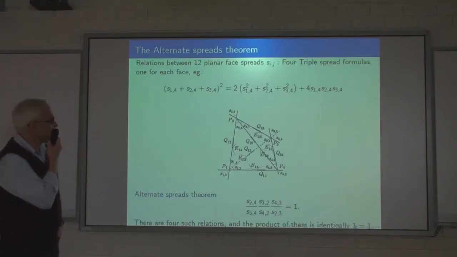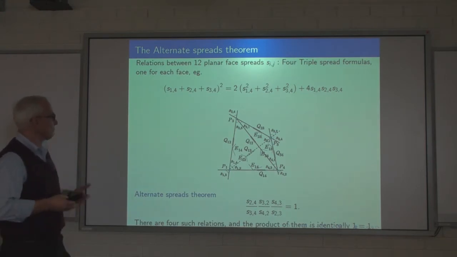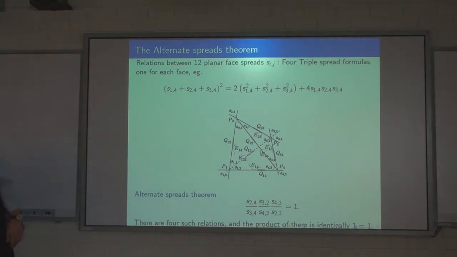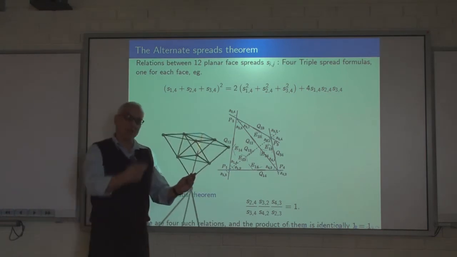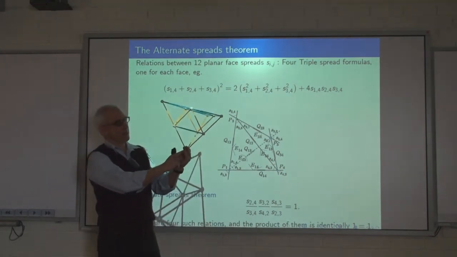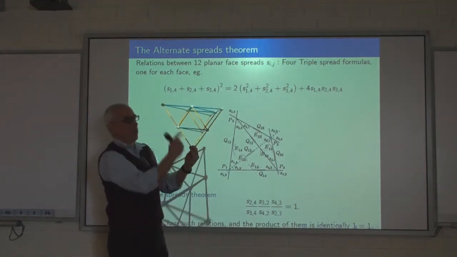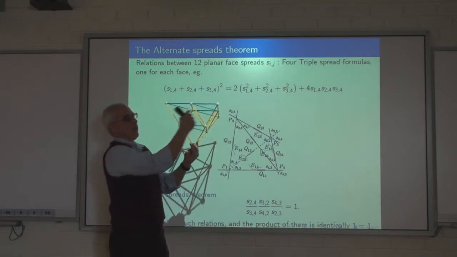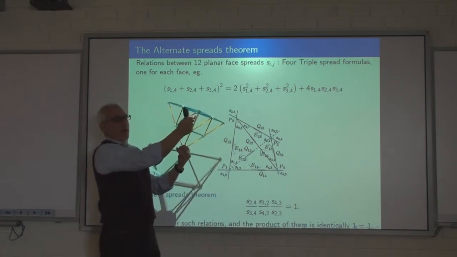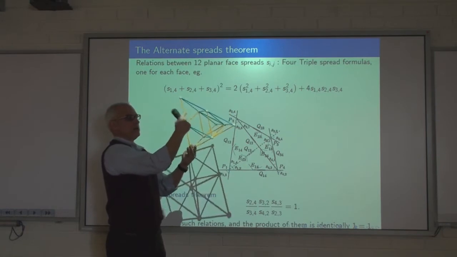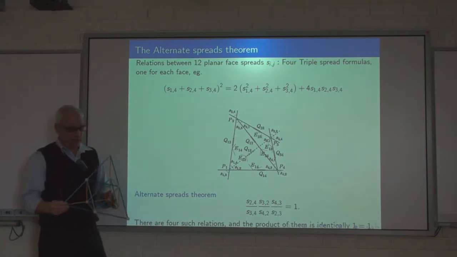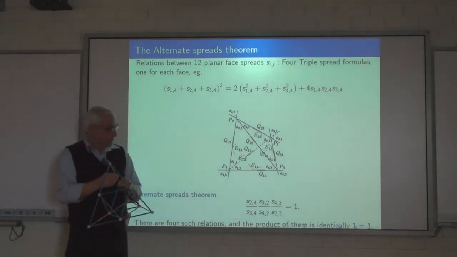Okay, so the first other relation I want to point out is the alternate spreads theorem, which it's probably easier if I just state it using an example. So we're just sticking with the spreads on the faces. If I choose one point, then these 3 triangles that are emanating from this one point have 2 spreads here, and 2 spreads here, and 2 spreads here. So this theorem is that if I take the ratio of these 2 spreads and multiply by the ratio of these 2 spreads and multiply the ratio of these 2 spreads, then I get 1.